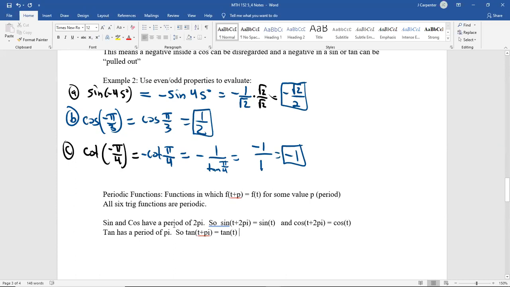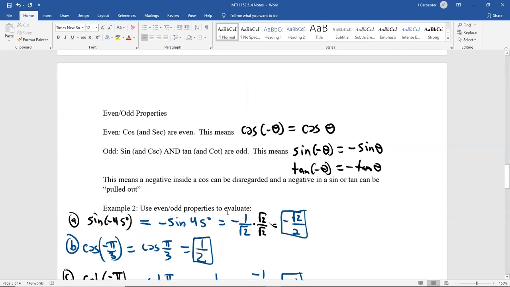Now, reciprocal trig functions have the same behavior. So if sine and cosine have a period of 2 pi, that means cosecant and secant have a period of 2 pi. If tangent has a period of pi, 1 pi, or 180 degrees, that means cotangent has a period of pi or 180 degrees.